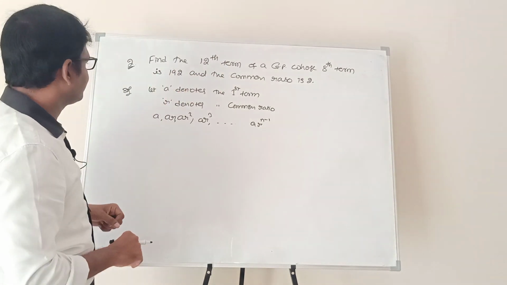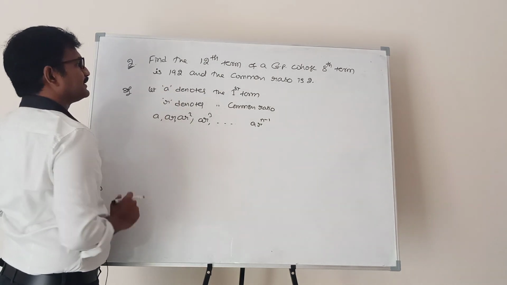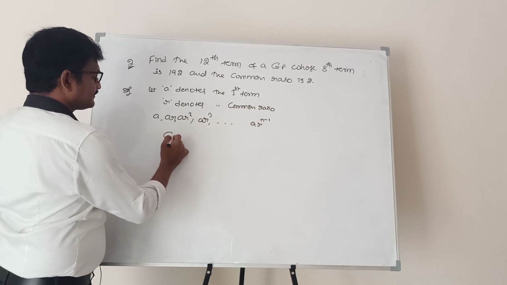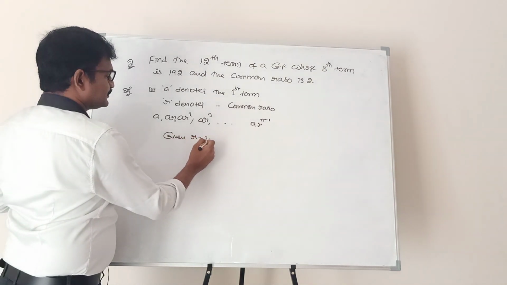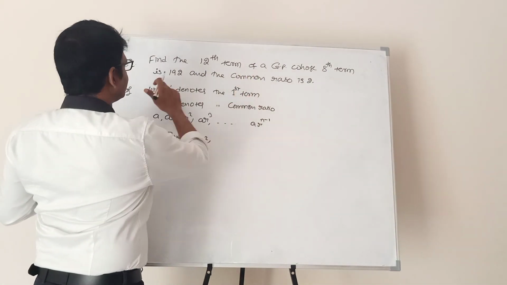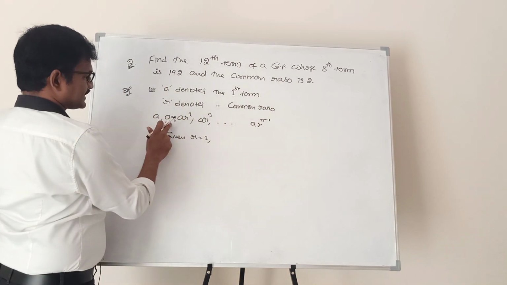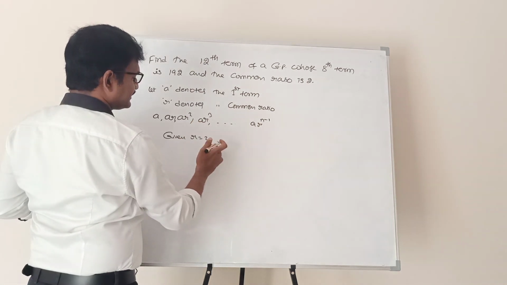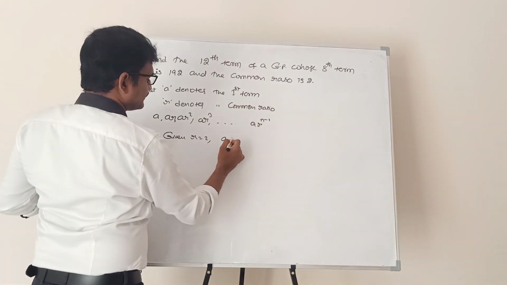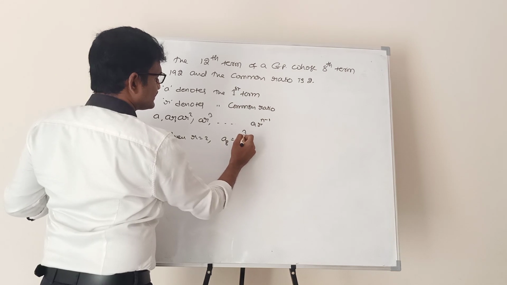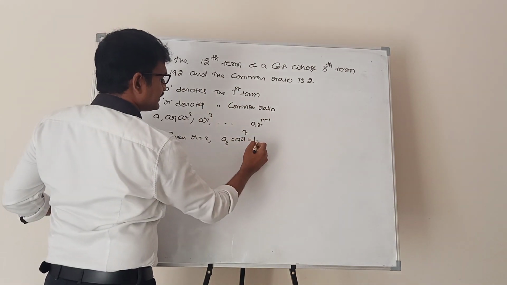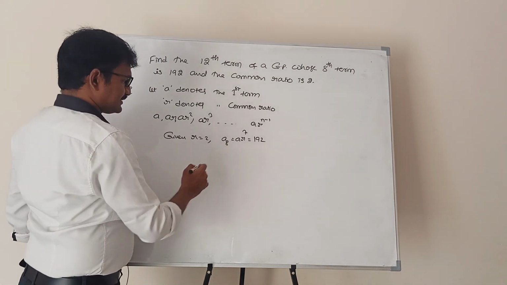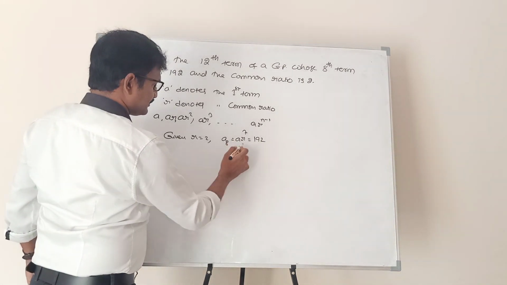Whose eighth term is 192. Given eighth term is 192 and the common ratio is also given. R is equal to how much? Given R is equal to 2 and the eighth term is given. Eighth term: first, second, third, fourth. Fourth term means AR cube. Similarly, eighth term means A into R power 7, is equal to how much is given? 192. So A8 is equal to A into R power 7 is equal to 192.